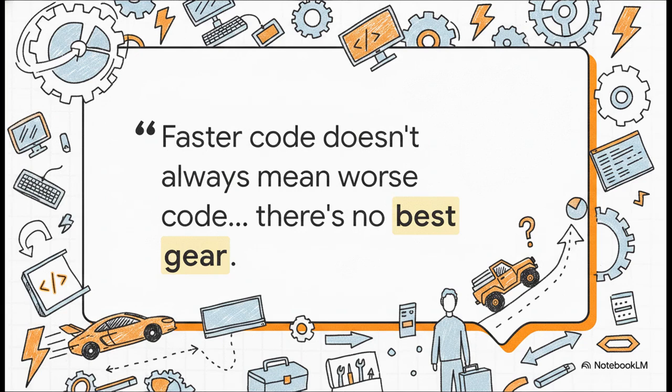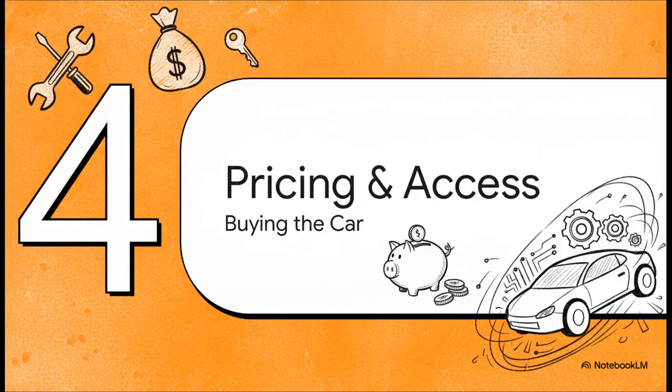Julian's real-world testing leaves us with one perfect takeaway. He really hit the nail on the head. Faster code doesn't always mean worse code. And sometimes, the fastest gear isn't actually the fastest in practice. There is no absolute best gear. As a developer, you have to actively choose the right gear for your specific job to get the most out of K2.7.